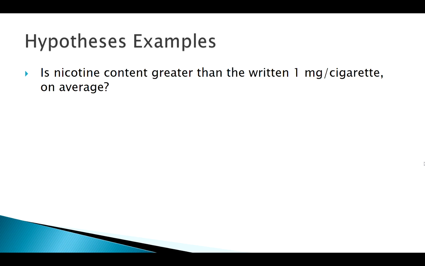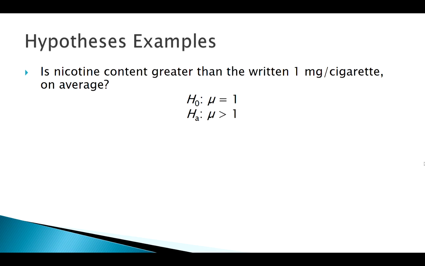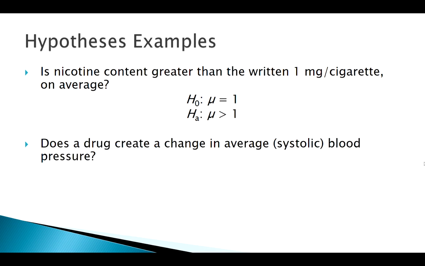So let's say we were trying to set up our hypotheses for this example. We've got some cigarettes. Is nicotine content greater than 1 milligram per cigarette? In order to show it's greater than, in my null, I have to assume mu is equal to this claim value. My alternative... Let's look at another example.